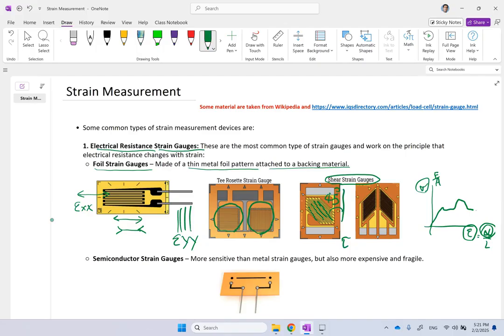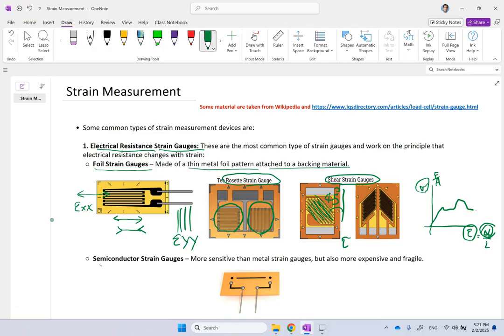And a group of them is called a rosette strain gauge. I don't want to get into that much detail of it, but basically, depending on the direction of this pattern, you are able to measure one or two or several directions for strain, and it could be normal strain or could be shear strain. Okay, so this is the most common one.